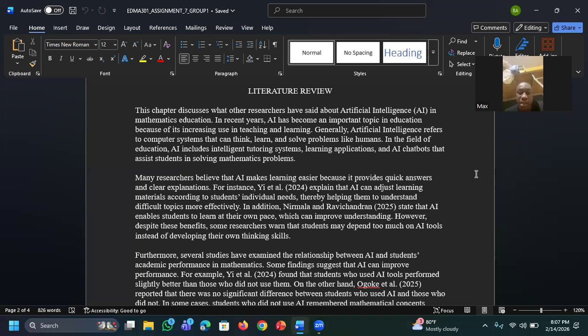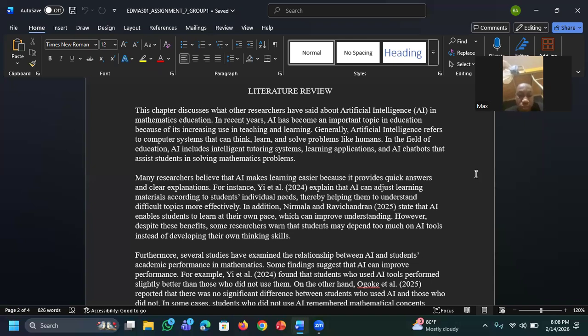own thinking skills. Yeah, there are some questions where you have to involve your general knowledge or something you know about the topic already. But involving AI in everything you do will kill the confidence because it will generate overconfidence with AI, and this will cause mathematics anxiety. Furthermore, several studies have examined the relationship between AI and students' academic performance in mathematics.